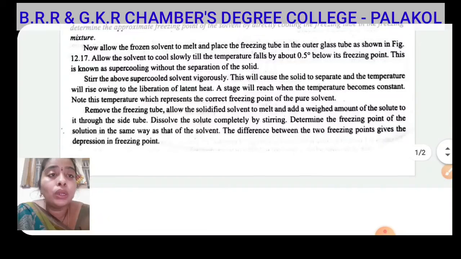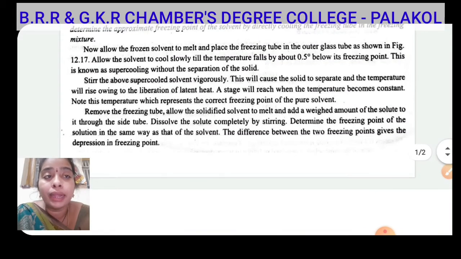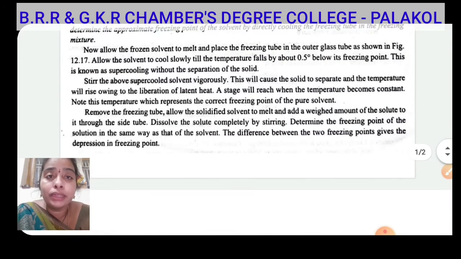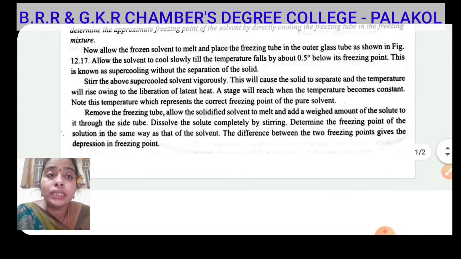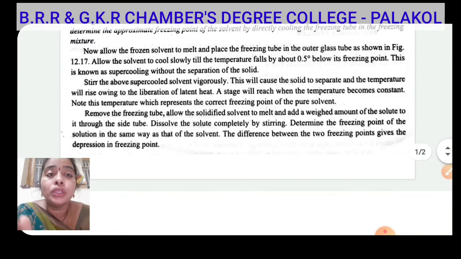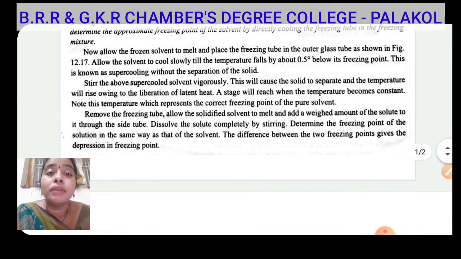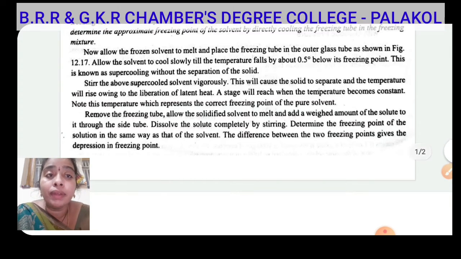Dissolve the solute completely by stirring using the platinum stirrer. Then determine the freezing point of the solution in the same way as that of the solvent. The solution turns to frozen solid. Sorry students, that point is called the freezing point of the solution, where liquid and solid are in equilibrium.